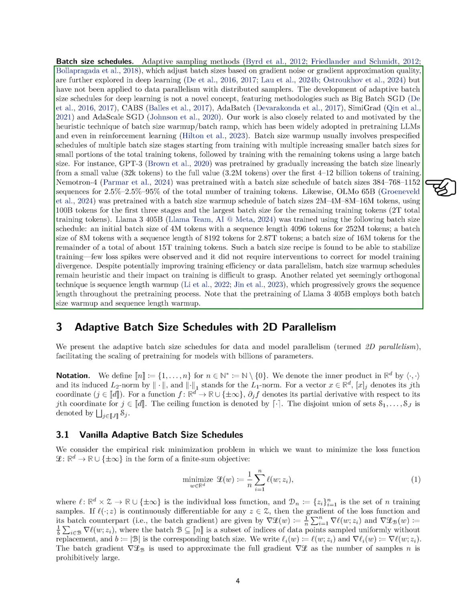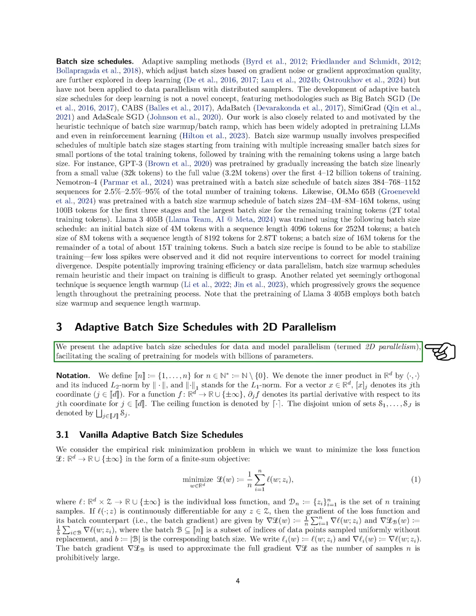Section: Adaptive Batch Size Schedules with 2D Parallelism. In this section, we present adaptive batch size schedules for data and model parallelism, which we refer to as 2D parallelism. This approach helps us scale the pre-training of models that have billions of parameters.